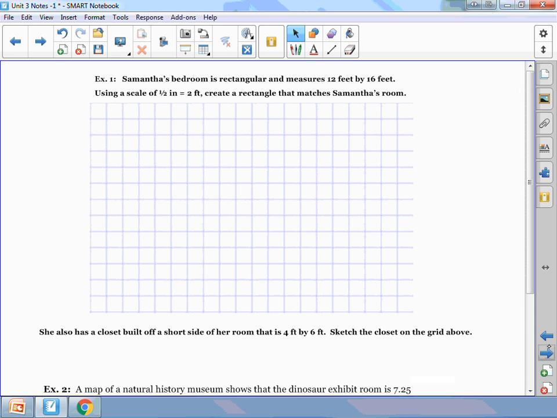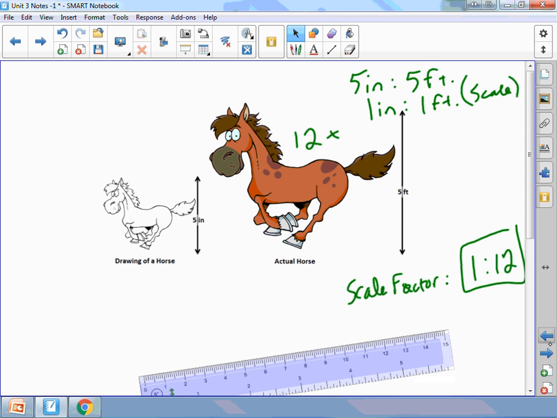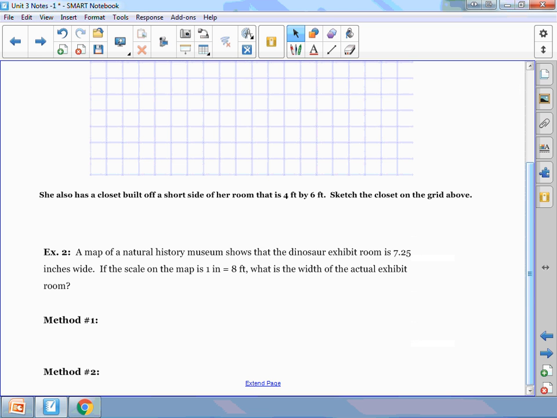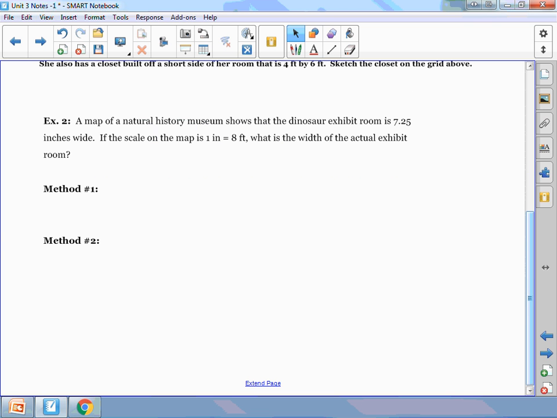All right, let's turn that page over. I'm going to skip this drawing here. We'll come back to that. We'll do that tomorrow, maybe. Let's jump into this example here.